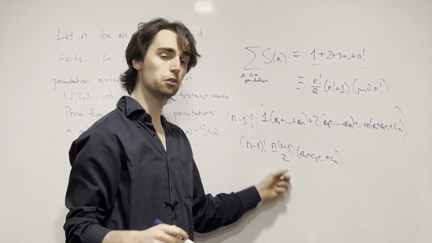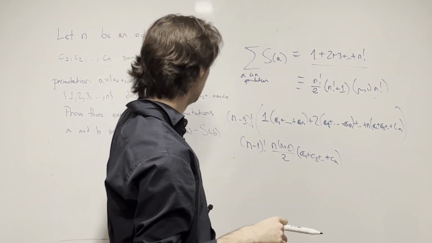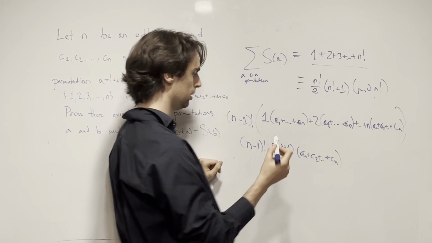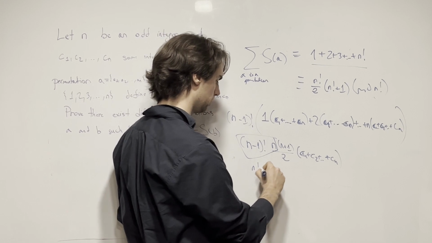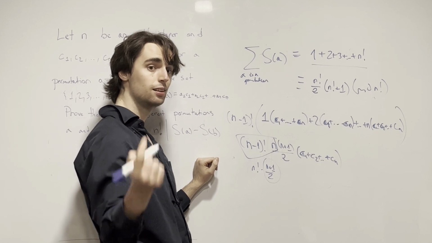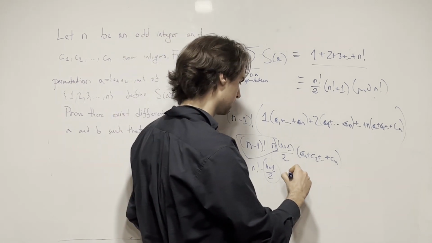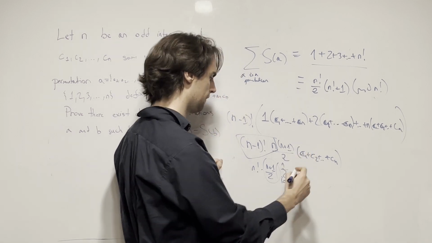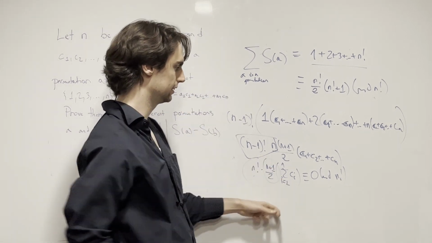And now what is this congruent to modulo n factorial? Mind you, we haven't used the fact that n is odd yet, so we should be using that now. This is in fact congruent to n factorial times n plus 1 over 2. This is an integer because n is odd, so n plus 1 is even, times the sum of the ci from 1 through n. And then this is 0 modulo n factorial, right? Because n factorial divides this.